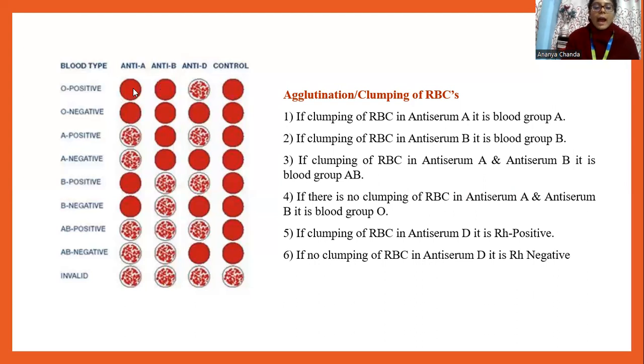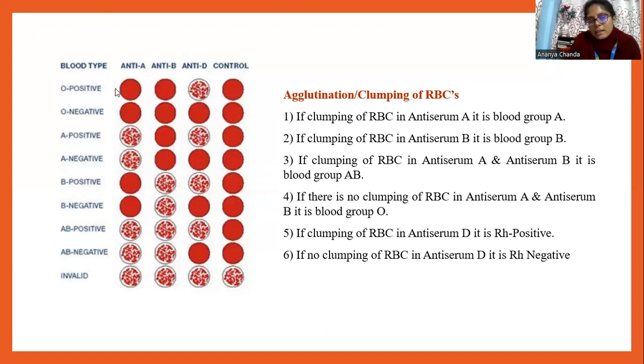Then we will add antibody A to the first drop of blood, then antibody B to the second drop, and antibody D to the third drop, and the fourth is the control, to determine whether the test is accurate or not, right? So what happens after giving the antibodies A, B, and D? In the first case, as we can see, for O positive, there is no agglutination reaction with antibody A and antibody B, only with anti-D.